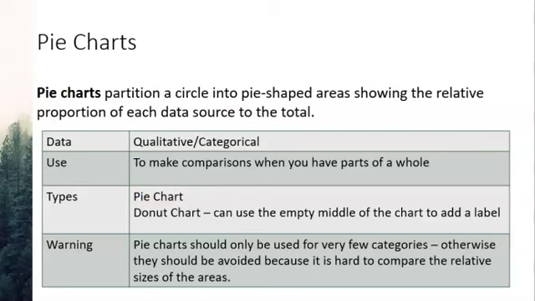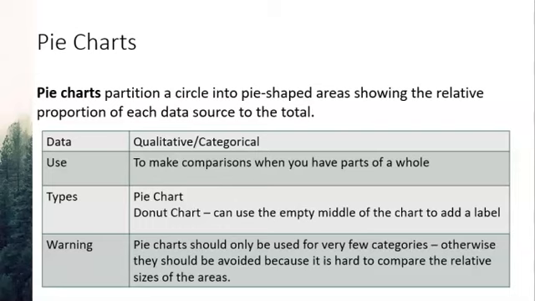Pie charts partition a circle into pie-shaped areas that will show the relative proportion of each data source to the total. You use these to make comparisons when you have parts of a whole. So essentially, when you want to show the percentage of each category for qualitative data. You can have a basic pie chart or a donut chart, which is simply a pie chart with the middle cut out so you can add a label inside.